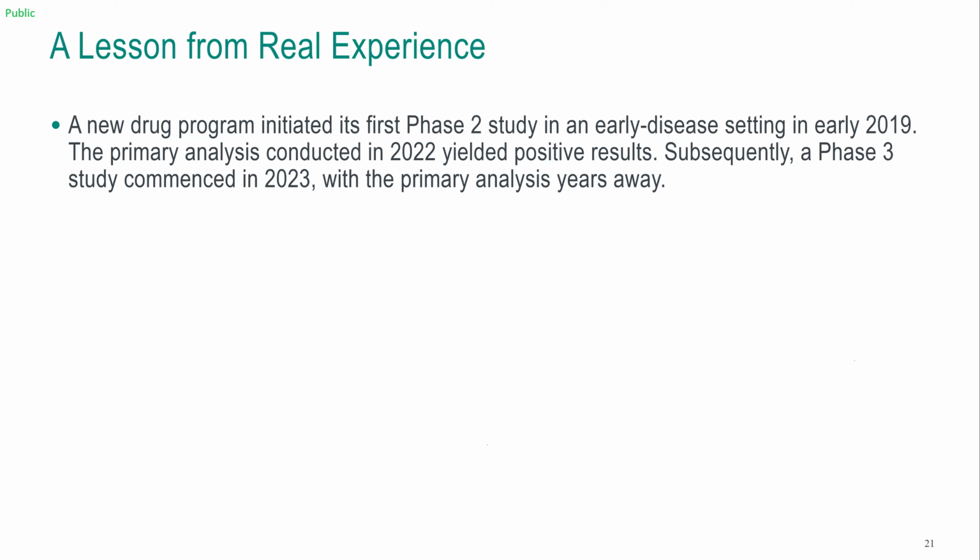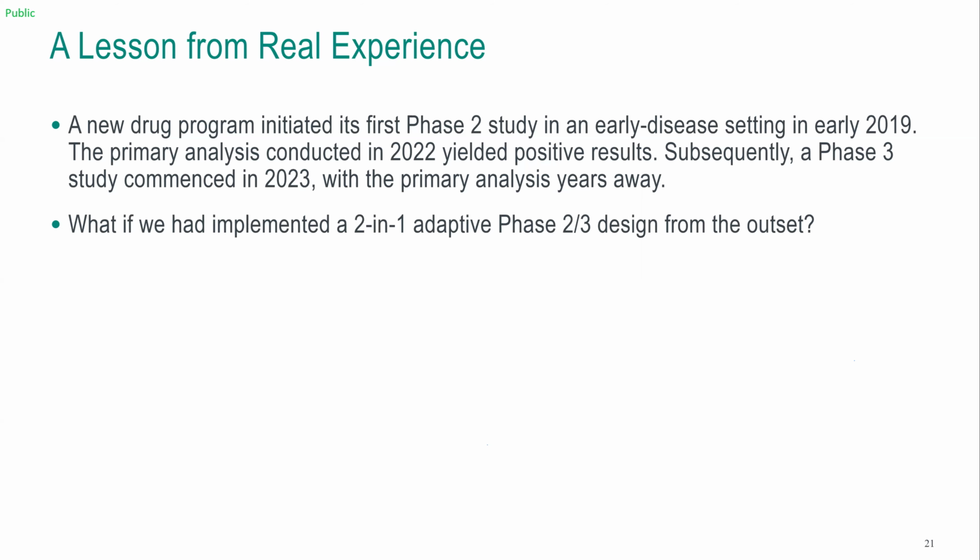A new drug program initiated its phase 2 study in an early disease setting in early 2019. The primary analysis conducted in 2022 yielded a positive outcome. Subsequently, a phase 3 study commenced in 2023. Since this is an early disease setting, the primary analysis outcome won't be known until at least 3-4 years later. So what if we had implemented a 2-in-1 adaptive phase 2-3 design from the outset?